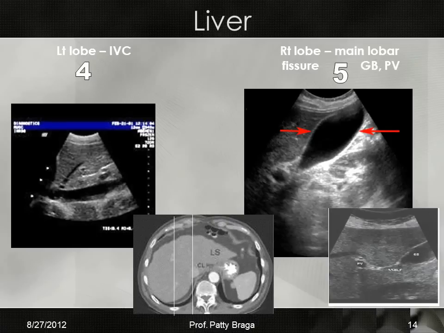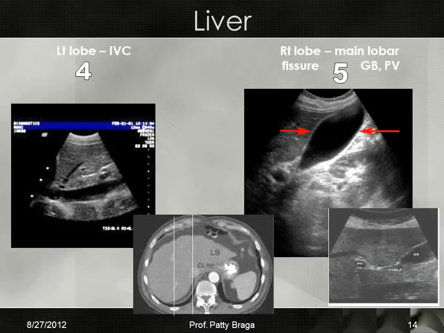From there you'll keep scanning laterally, so that would be towards the patient's right side, and you'll come to the main lobar fissure, the portal vein, the gallbladder. Now this is going to look different on everybody, and depending on where the gallbladder lies on the patient's body, you will not always get all of them on the same picture either.